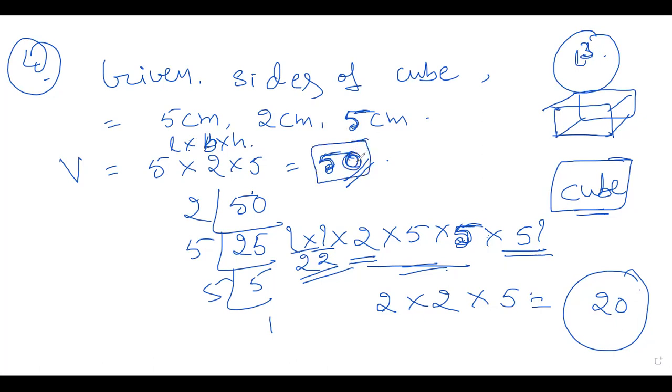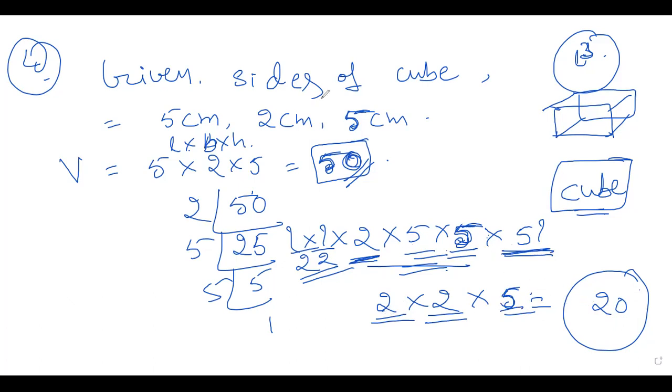So the volume of the cuboid is 50. To make a cube, how many do we need? Find the prime factorization. We have 2 one time, so we need two more 2s, so we multiply by 2 two times. 5 appears 2 times, we need 1 more 5, so I am multiplying by 5. So the answer is 2 2s are 4, 4 5s are 20.